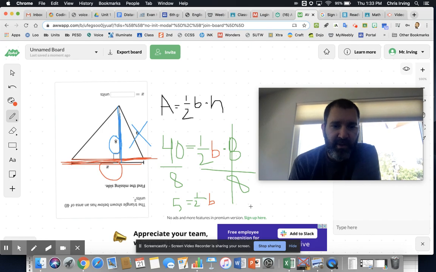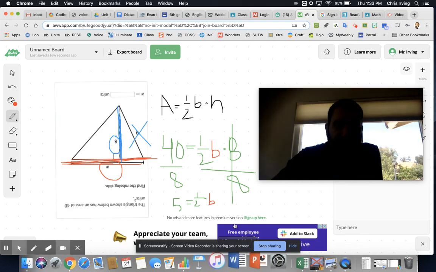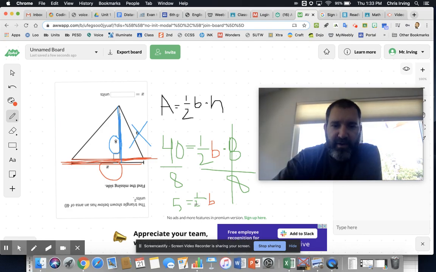From there, I'm actually not going to finish it for you. I want to see if you can figure it out. 5 equals half the base. So think about that. 5 equals half the base. Whatever this number is, cut in half is 5. We should be able to figure that one out.